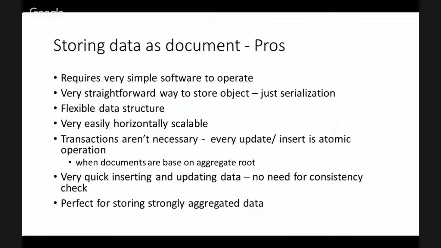You don't need any ORM or things like that to translate objects. You just serialize them and deserialize them. Simple as that. You have a flexible data structure. Technically, the data structure is not so flexible, because usually you expect that you will have some data, but let's say it's driven by the application, not by some internal logic in the database.